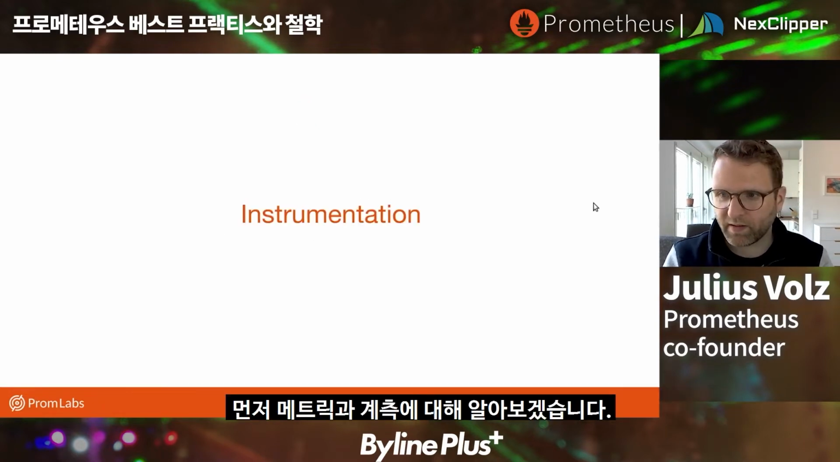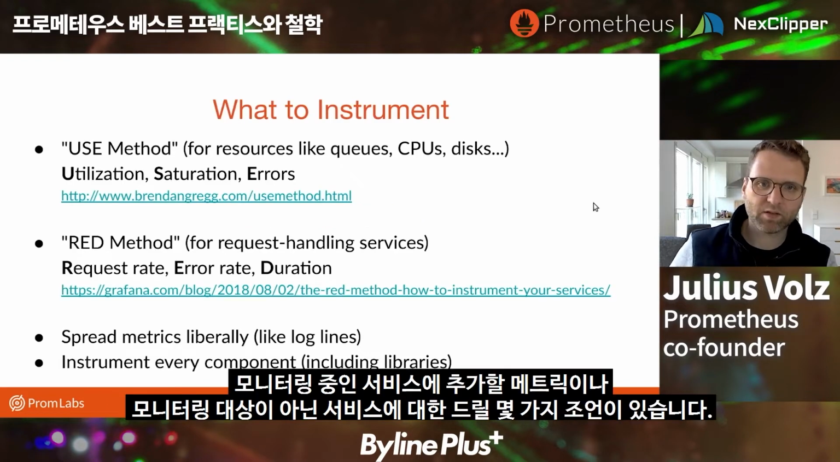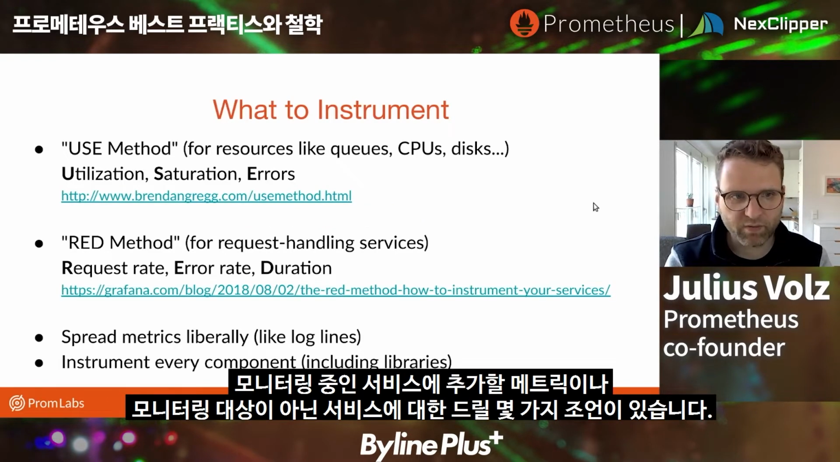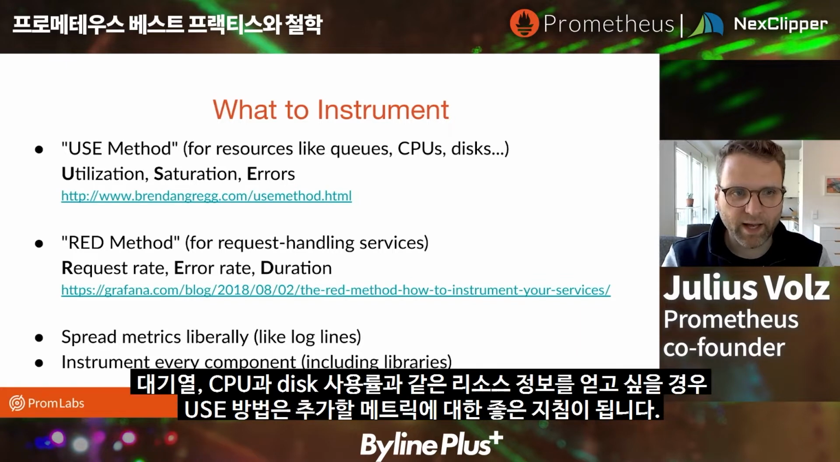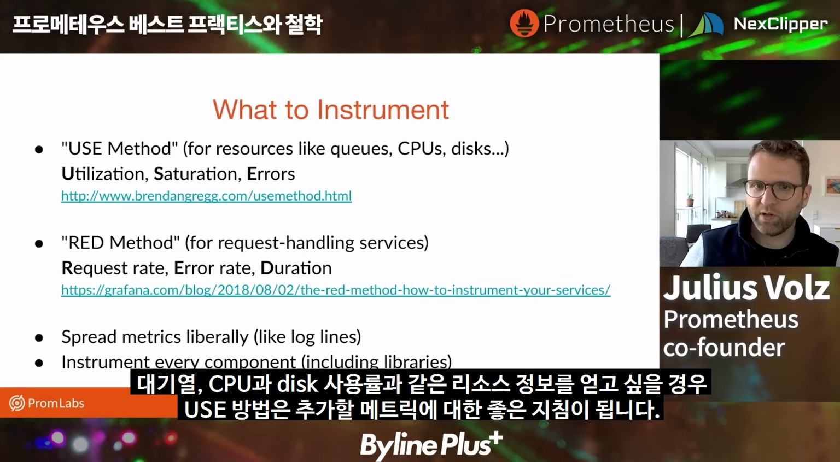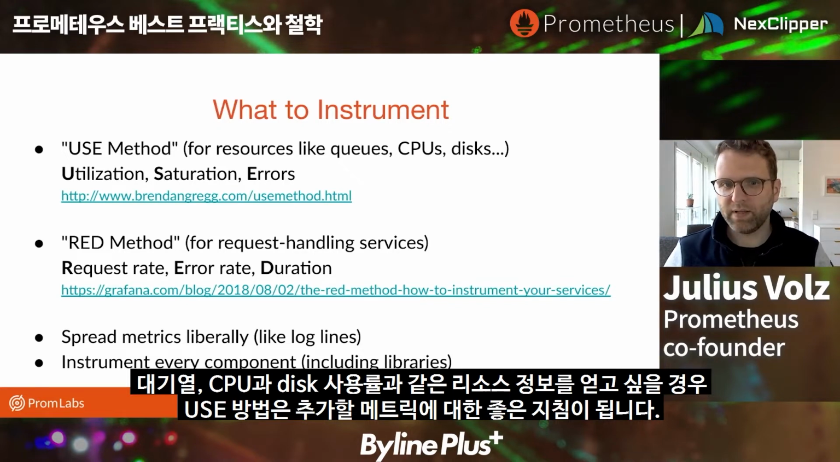Let's talk about metrics and instrumentation first. So there's some general pieces of advice first about what metrics to add to the services that you're monitoring, or the things that you're monitoring if they're not services. Two popular methods are the USE method and the RED method. You may have heard of them. So whenever you have a thing that looks more like a resource, like a queue that can be empty or full, or a CPU that can be idle or busy, or a disk that can also be empty or full, then the USE method is a good guideline for what metrics to add.